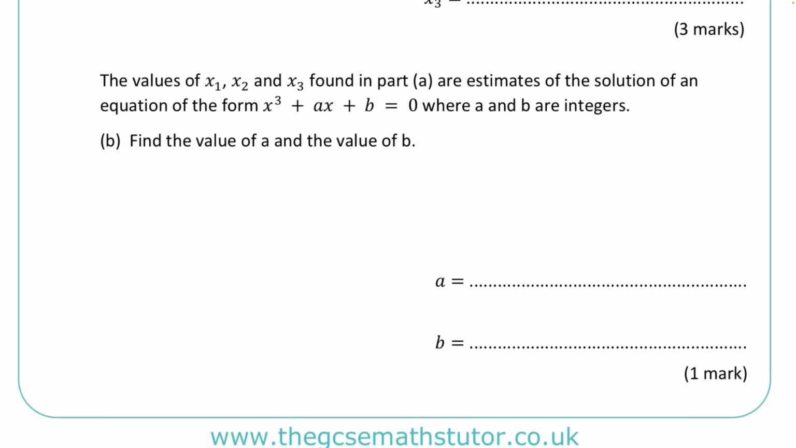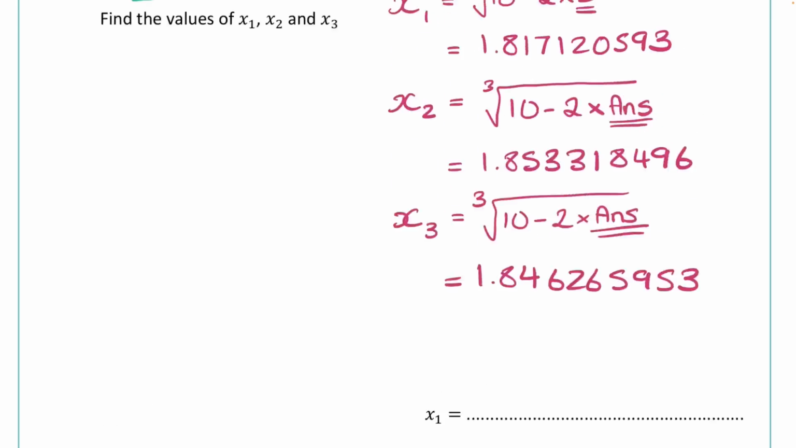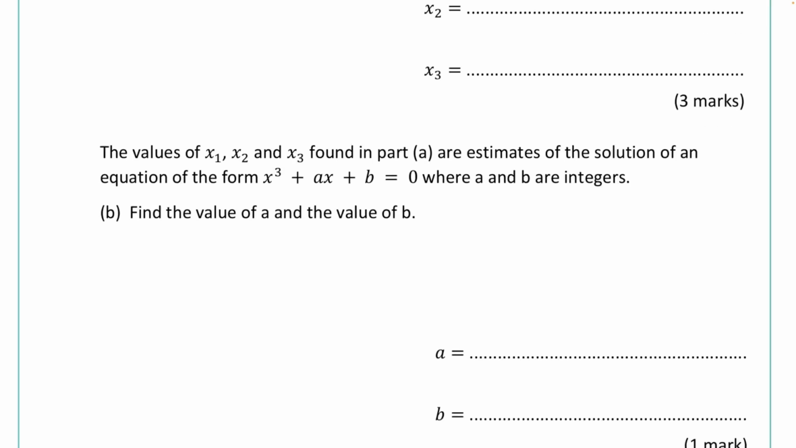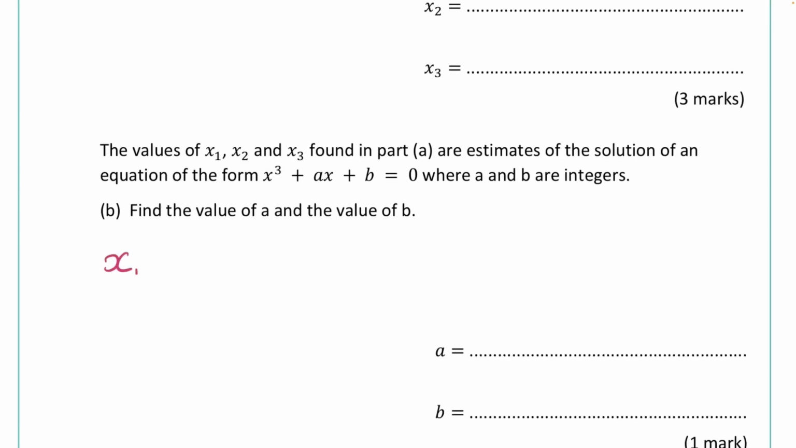Now this one has a part B, and it says the values of x_1, x_2 and x_3 found in part A are estimates of the solution of an equation in the form x cubed plus ax plus b equals 0, where a and b are integers. Find the value of a and the value of b. So we need to get that equation from up here. So it was x_(n+1) is equal to the cube root of, and it was 10 minus 2 x_n.